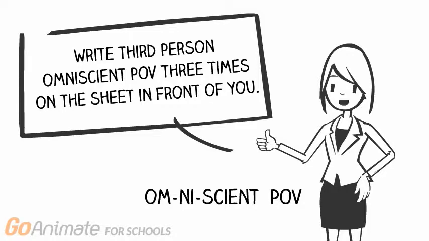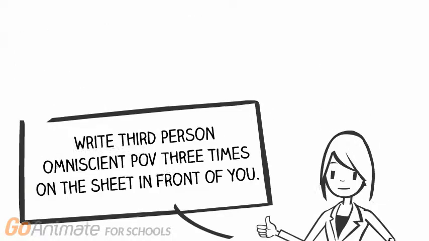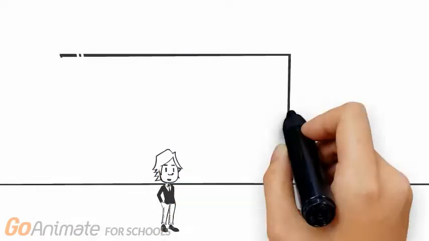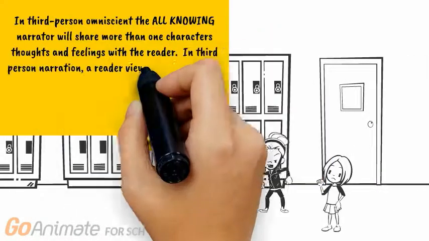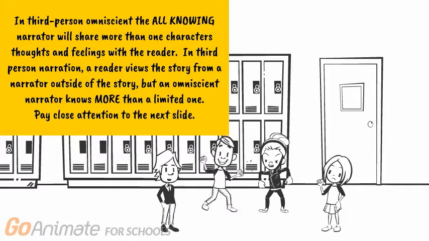Write third person omniscient POV 3 times on the sheet in front of you. Omniscient POV. In third person omniscient, the all-knowing narrator will share more than one character's thoughts and feelings with the reader. In third person narration, a reader views the story from a narrator outside of the story, but an omniscient narrator knows more than a limited one.